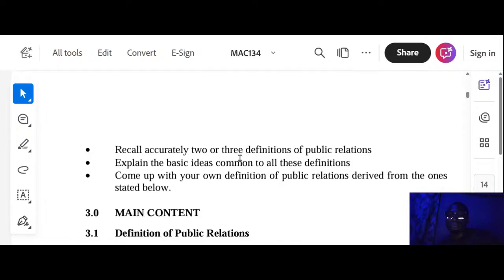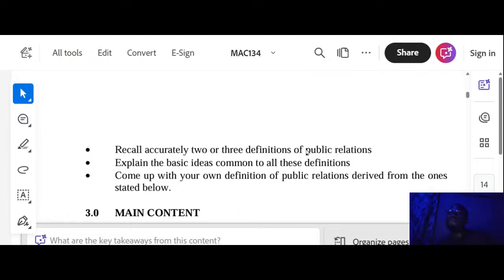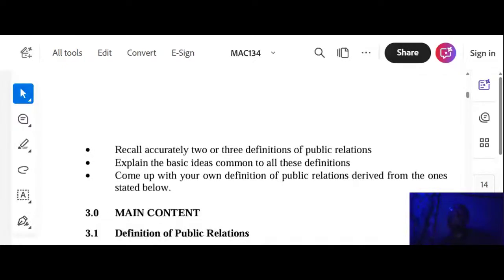So then you should be able to come up with your own definition of public relations derived from the ones stated below. Having gone through the different definitions from different scholars, when you look at their points of view, you should be able to come up with your own point by saying, okay, I think I agree with this person, because when we look at what public relations people do, I think from my own perspective, public relations should be this, this, and this. So you should get to that level at the end of this unit.